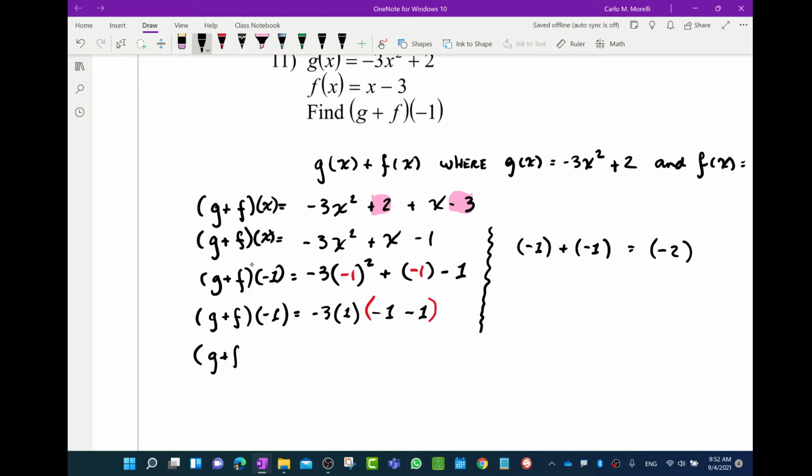So g plus f of negative 1 would equal negative 3 times 1, which is just negative 3, minus 2. So g plus f of negative 1 would equal negative 5. If that's how you've been taught to do these problems, it works pretty easily when the problems are really simple.